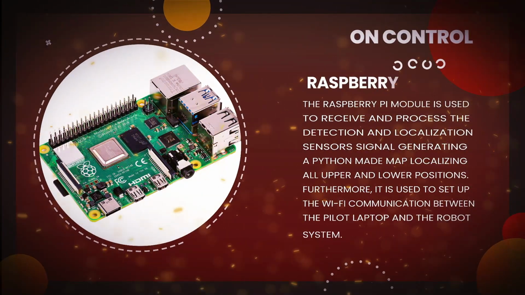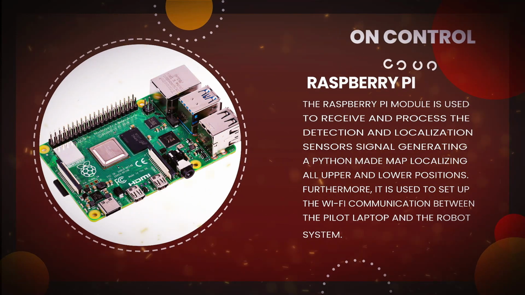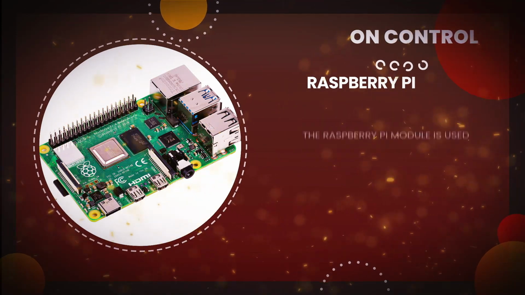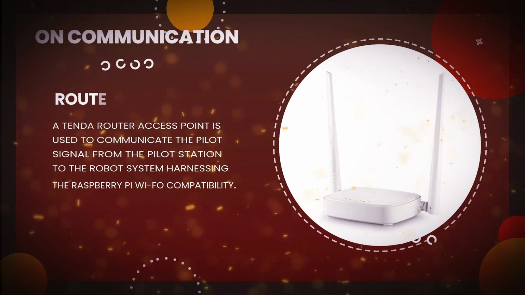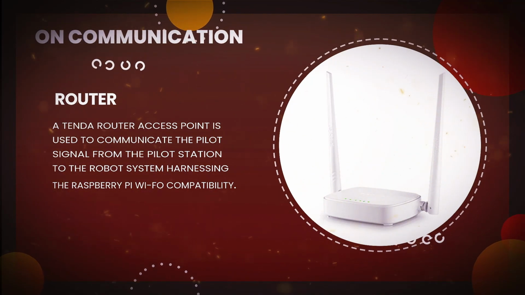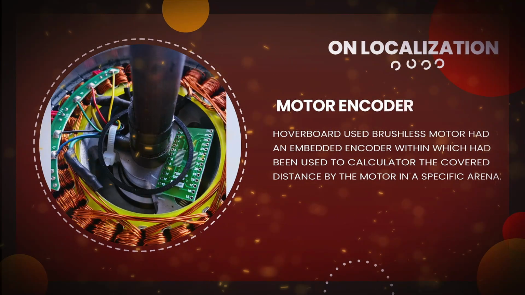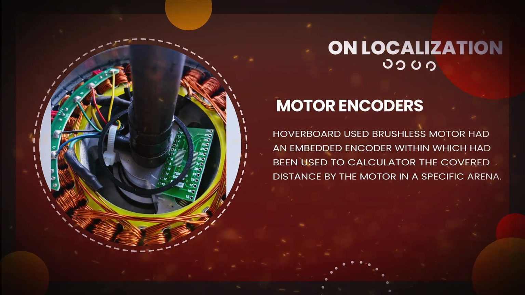We used Raspberry Pi for generating a full mines map and to remotely control the robot system by establishing Wi-Fi communication using a router access point. For localization and mapping, we used the 4 encoders and the hoverboard motor used.